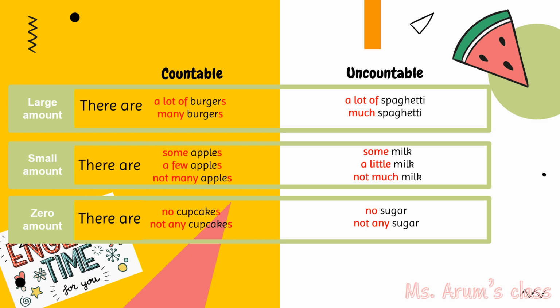Now, what about for the uncountable nouns? For uncountable nouns, you can use there is. So you say, there is a lot of spaghetti, there is much spaghetti. Same goes with the small amounts. There is some milk, there is a little milk, there isn't much milk. Same goes with the zero amount. There is no sugar, there isn't any sugar. Okay?